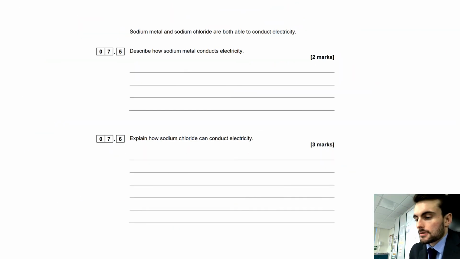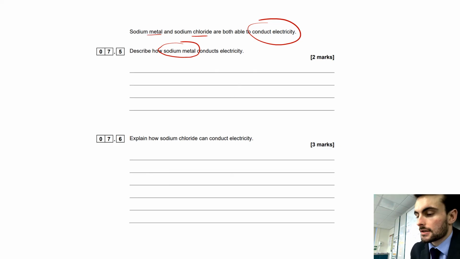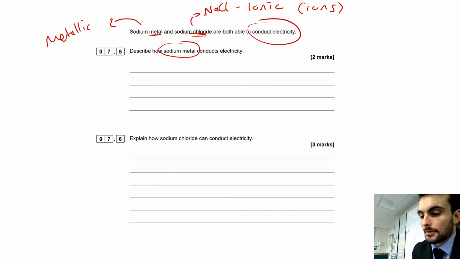Last few questions. So sodium metal and sodium chloride are both able to conduct electricity. The first one is talking about how sodium metal conducts electricity. In these two questions, the first thing I've thought about is sodium metal, what kind of bonding? Metallic. Sodium chloride, NaCl, what kind of bonding? It's ionic, right? So if it's talking about sodium chloride, you need to be thinking about ions. If it's talking about sodium metal, you need to be thinking about those metal layers and delocalized electrons, with the metal ions.